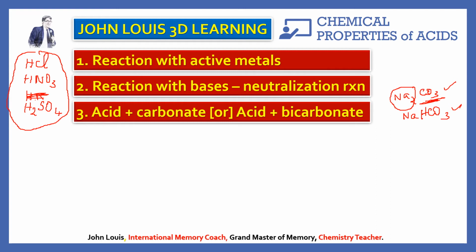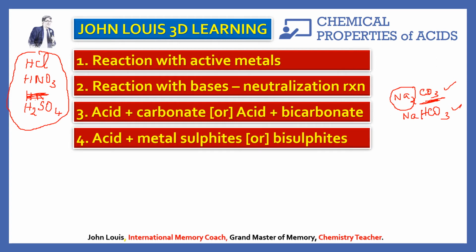Okay, so 3 reactions we have seen already. How acids react with active metals, second one, how acids react with bases, and third one, how acids will react with carbonates and bicarbonates, and fourth one is acid plus metal sulfate and metal bisulfate. Again, any one of these 3 acids we will take and study its properties with metal sulfate. What is metal sulfate? For example, you take calcium sulfate, CaSO3. Then what is calcium bisulfate?